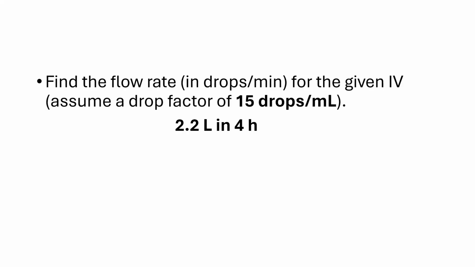So, the first thing you should remember is that anytime you're finding a flow rate, you've got to check for that. It says drops per minute. So, you have to make sure that your rate or your units is going to be drops per minute at the end. Now, there is a formula to find flow rate in drops per minute. I'm going to give you that formula, and then I'm going to explain why it's like that.